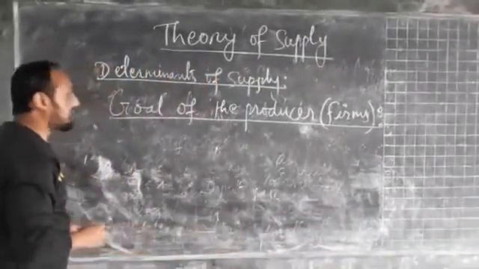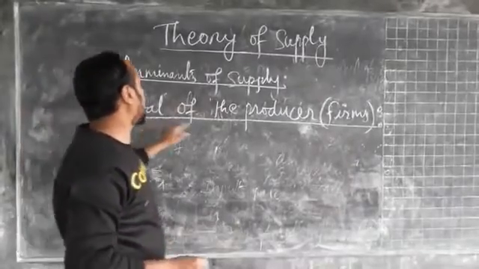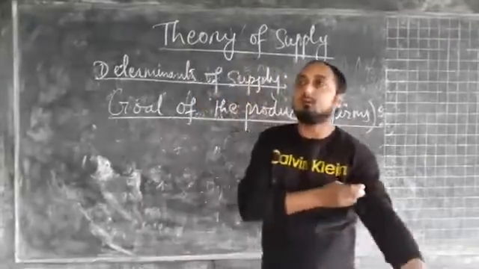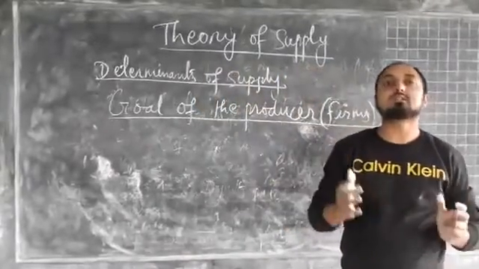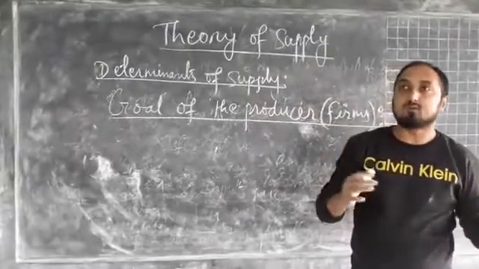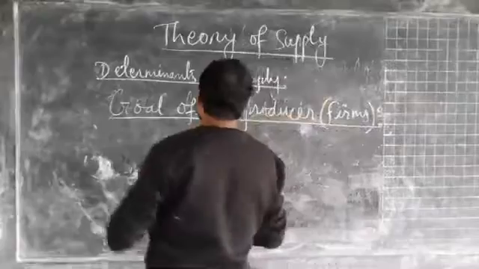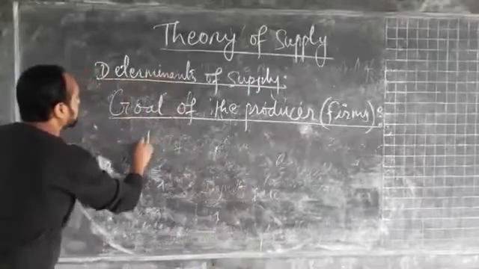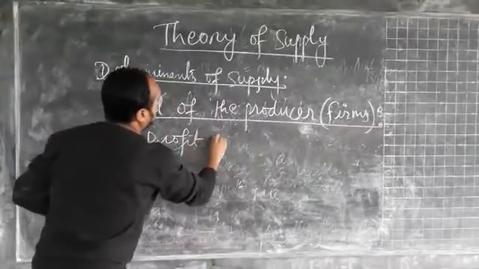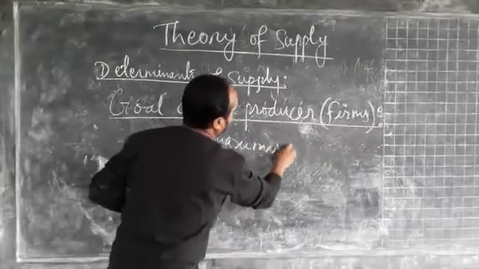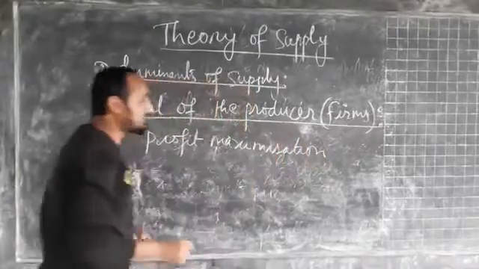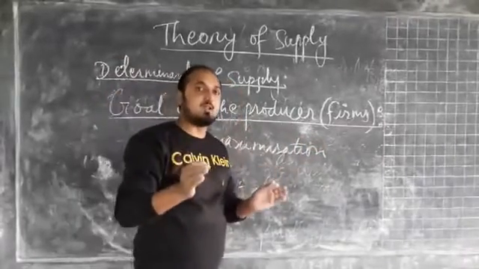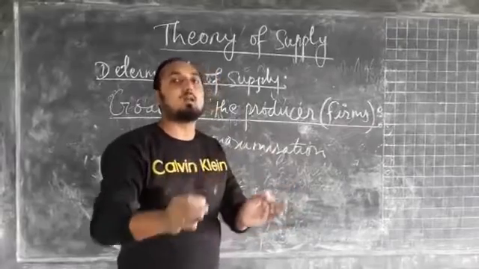The next factor that affects the supply of a commodity is the goals of the producer, or we can say the goal of the firm. Goal of the firm means, we know that the main aim or objective of the firm is to maximize profit. So that profit maximization can be done in two ways. One, if their main objective is profit maximization, then the seller or the producer wants to sell fewer units of the commodity at a higher price.